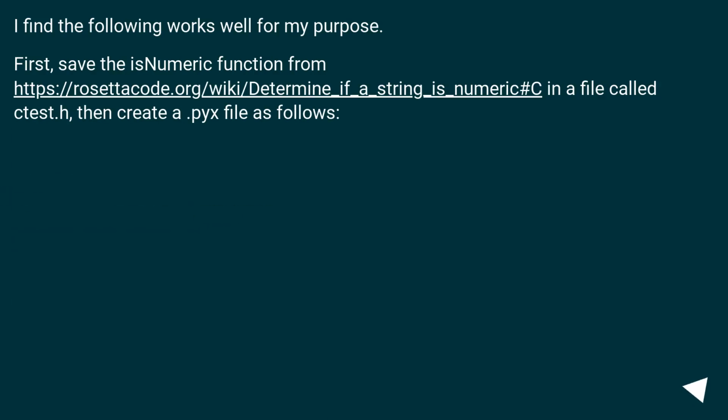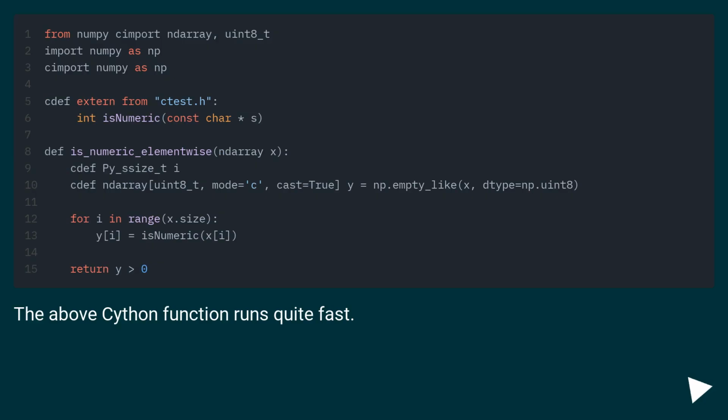I find the following works well for my purpose. First, save the isNumeric function from this URL in a file called tis.h, then create a PEX file as follows. The above Python function runs quite fast.